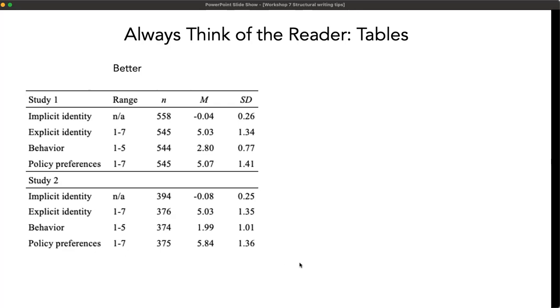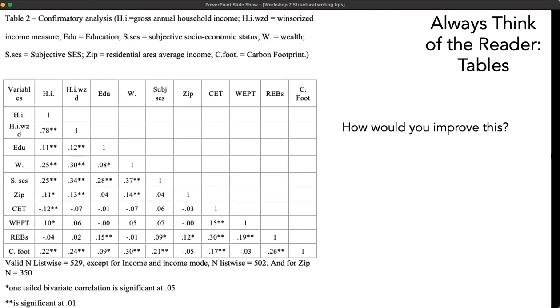Any questions on that? No. All of these tips, some of them a little more specific, some a little bit more general, but all of them support a structure that will be easier to read.